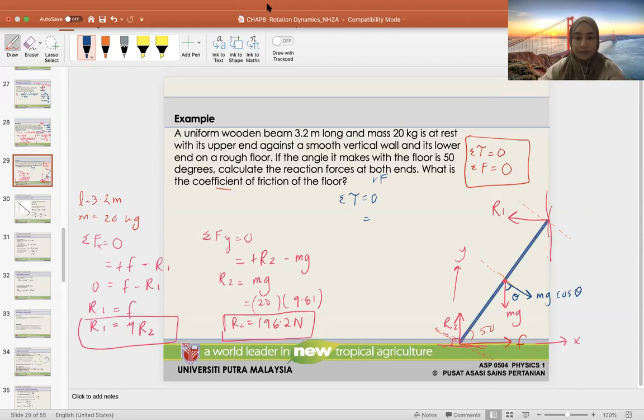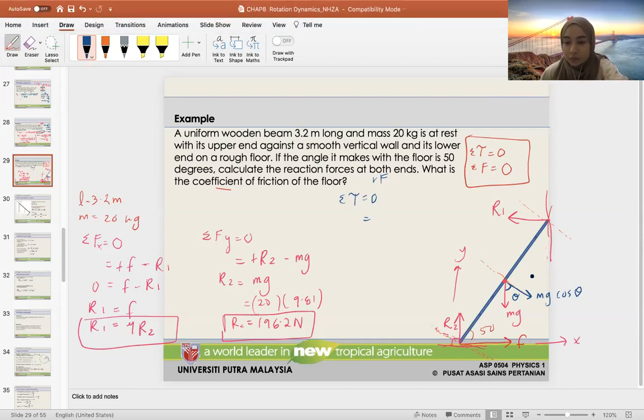Okay. So RF, we need the force to be perpendicular. So the perpendicular force to this is mg cosine theta. I need to know what is the angle over here.